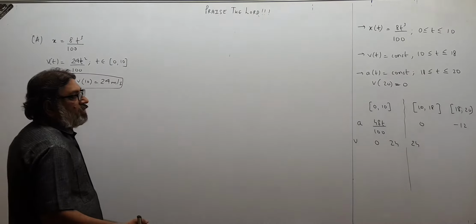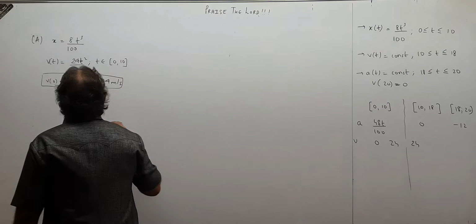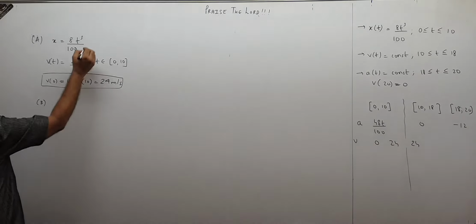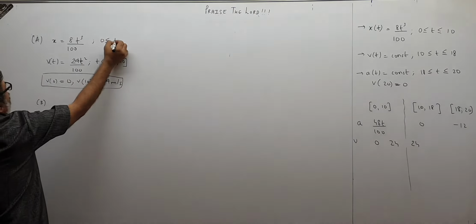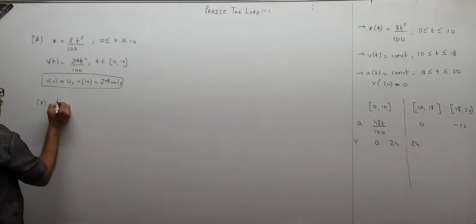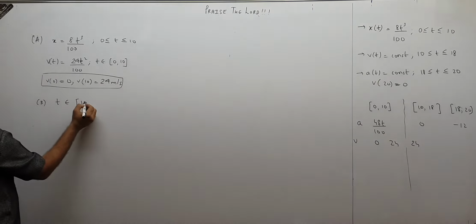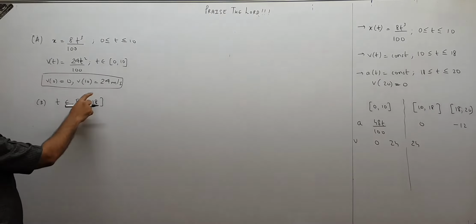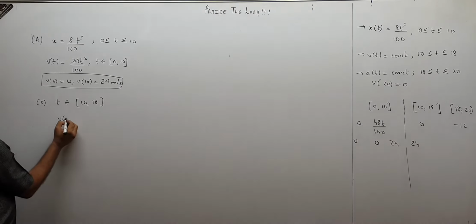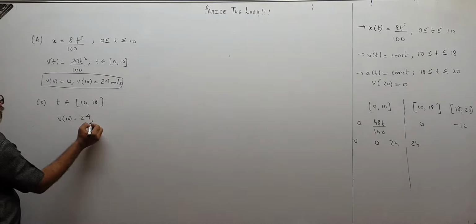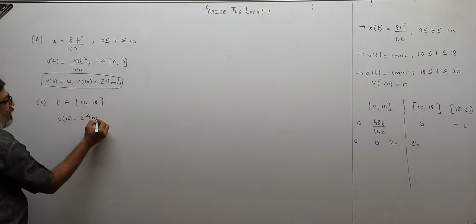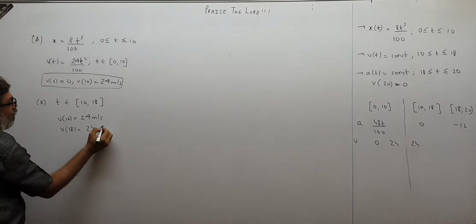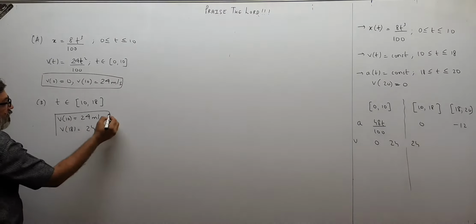So for the next stage, I know that velocity is constant. That means for the B part, this was for 0 less than equal to t less than equal to 10. If t belongs to 10 to 18, my velocity is constant. At 10 second velocity is 24. So velocity at 10th will be 24, of course, meter per second, and velocity at 18th second also will be 24 meter per second, like this I will get.